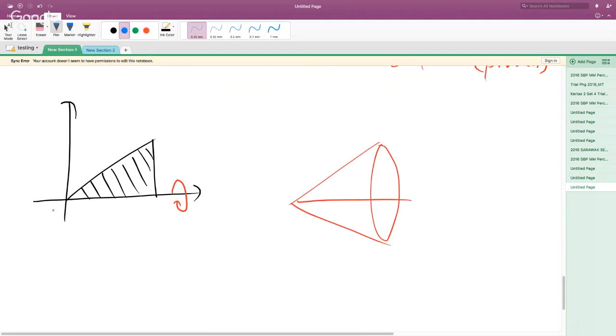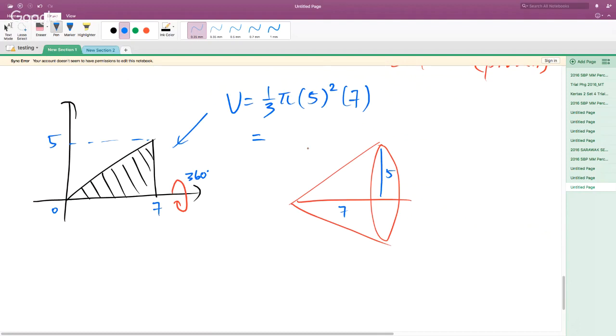So let's say this one goes from 0 to 7, and then over here this is 5. So from here I know my cone's height is 7, my radius is 5. So for this one, if the triangle rotates 360 degrees on the x-axis, basically I will do volume equals 1/3 pi r square h. My r is 5, square, and h. I will just use the cone formula to do it. So basically you will get some pi, you leave your answer in terms of pi.